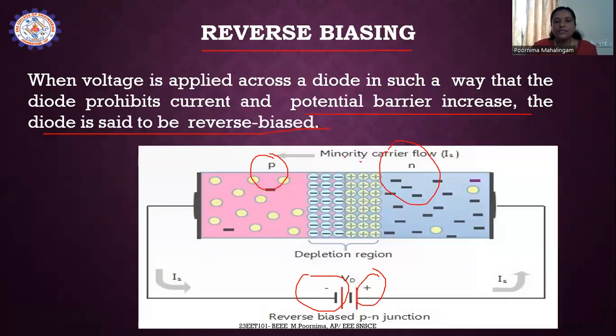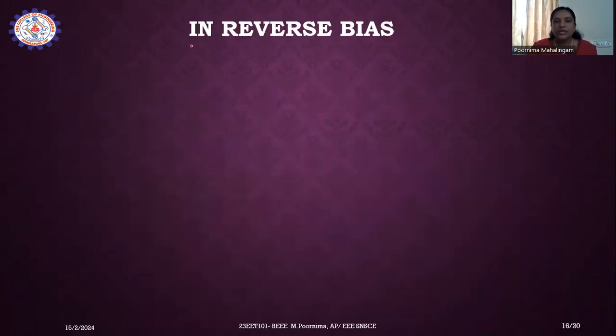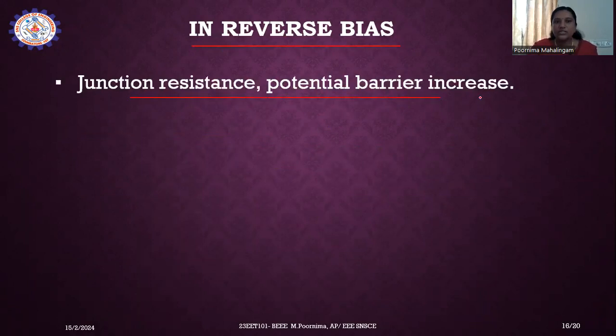Then the depletion layer increases and finally it breaks through. We can see what happens in reverse bias. The junction resistance and potential barrier increase. If the resistance increases, automatically the current flow decreases.